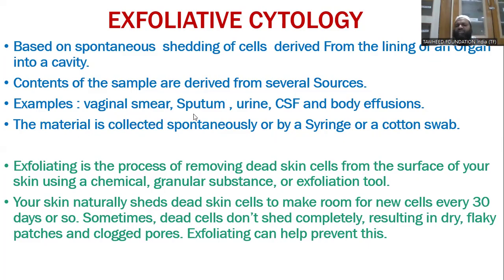One is vaginal smear, and one more is sputum. In a sputum sample you can also see the exfoliative cells, and in a urine sample you can also find exfoliative cells, and CSF also, and other body effusions. So these materials are collected spontaneously or by a syringe or a cotton swab. There are different techniques to collect the sample, and we collect the samples in different containers.